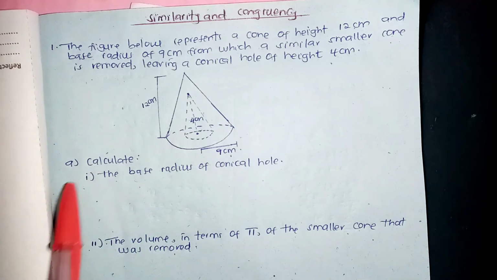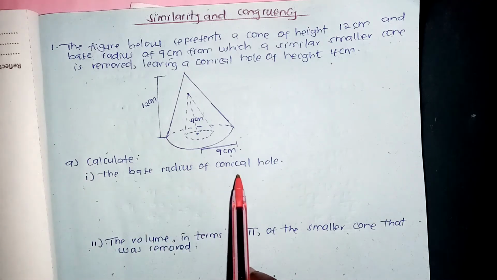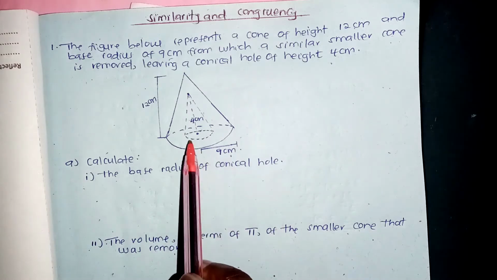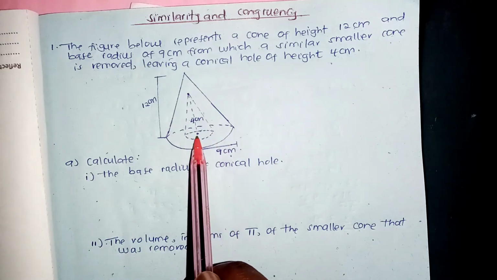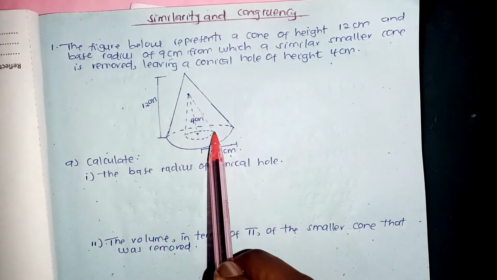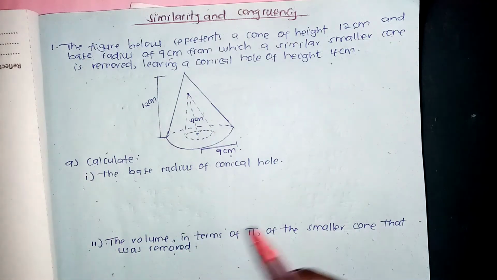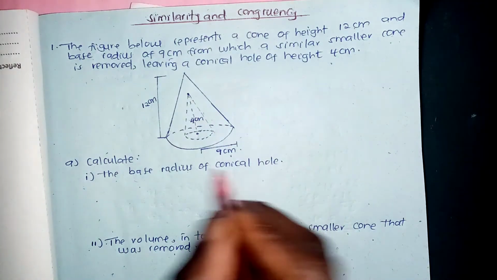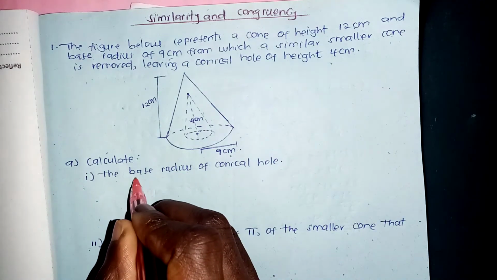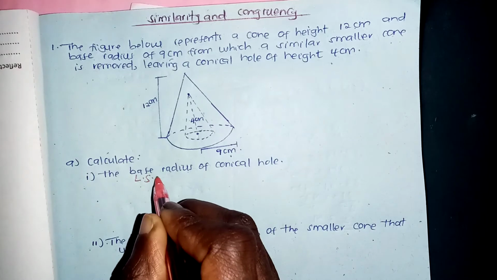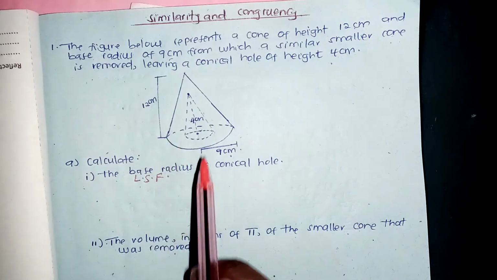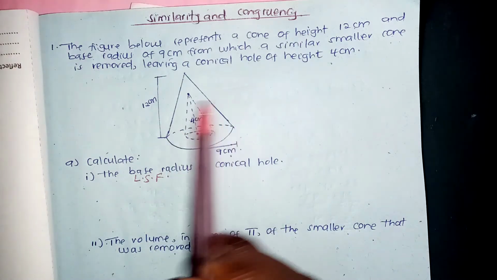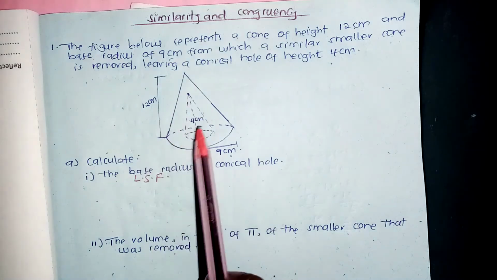We have part A, calculate (i) the base radius of the cone hole. So the question requires us to calculate the radius of the smaller cone from here to this point. Before we can calculate, we have to understand what we call the linear scale factor. The linear scale factor gives the relationship between the lengths of two figures.